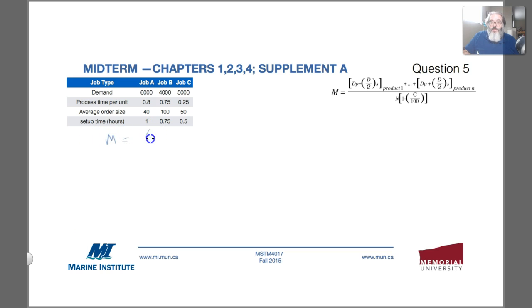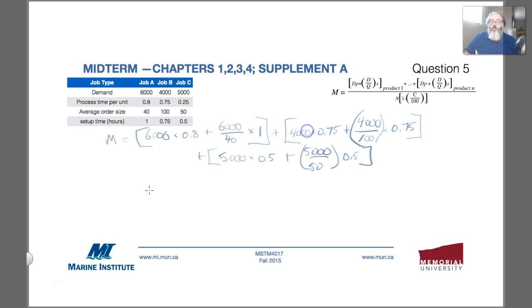So our demand is 6,000 for the first job, and our process time is 0.8. Then we have to add in our 6,000 over our quantity per unit, which is 40, and our setup time per unit is 1. So this is our first job A. We have to add in then all of the other jobs. So this is the outputs, or the demand, for all of the other jobs. Then it's going to be 4,000. That's just basically copying all of the values out of the table, putting them in the right place. There's nothing more complex than that in the numerator.